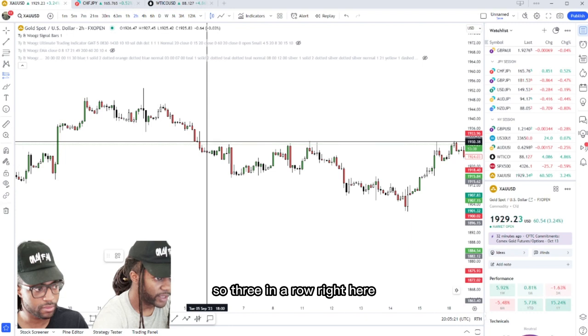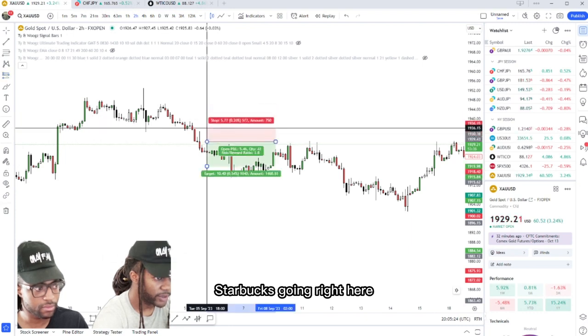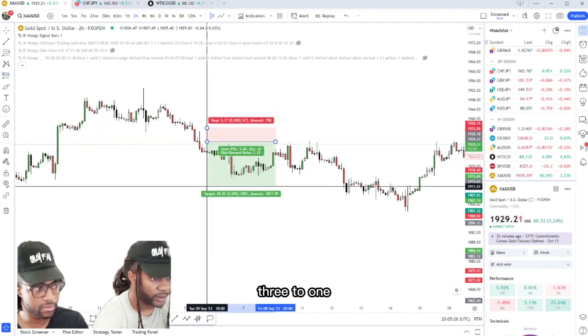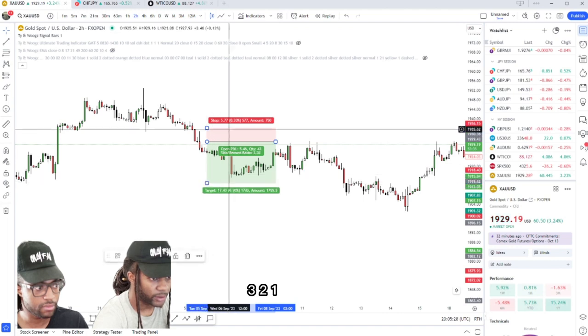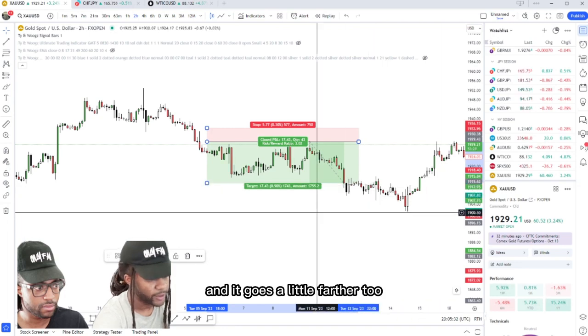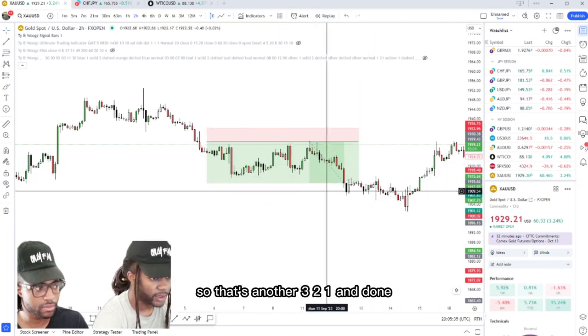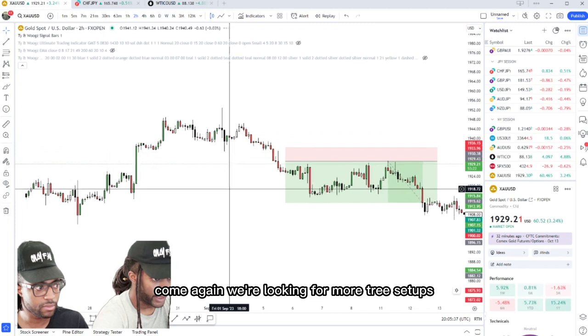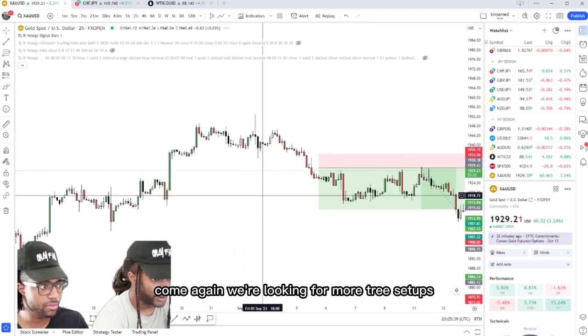So 3 in a row right here. Entry right here. Stop loss going right here. 3-to-1. 3-to-1 right here. And this trade hits over here. And it goes a little farther too. So that's another 3-to-1 and done. Come again. We'll look for more trade setups.